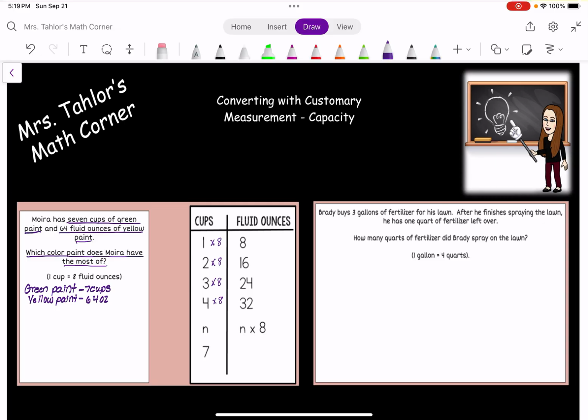So I know that Moira has 7 cups of green paint. So 7 times 8 is going to be 56. So now I can go back and write that 7 cups of paint is the same thing as 56 ounces. My yellow paint is already in ounces, so that's 64 ounces. So now I'm ready to write my answer, and I can write that Moira has more yellow paint than green paint.